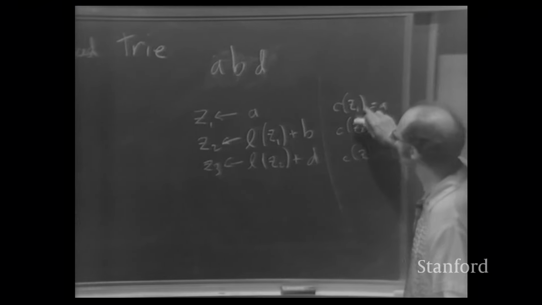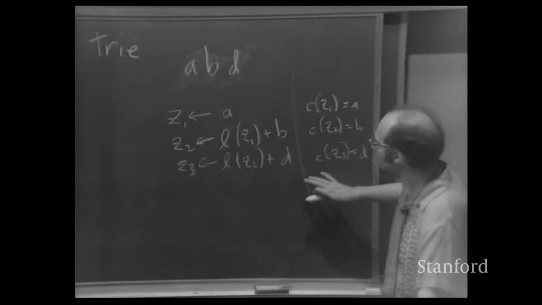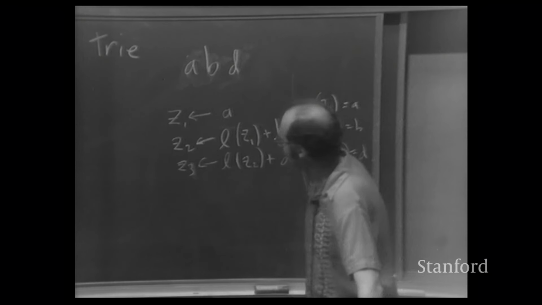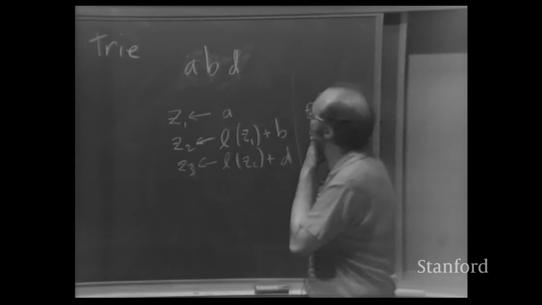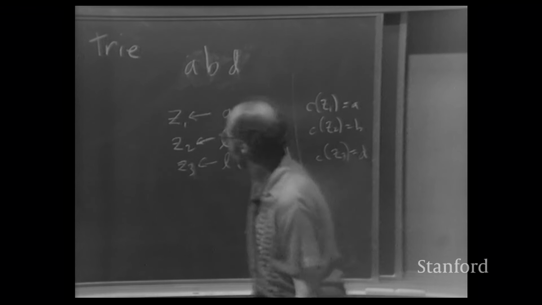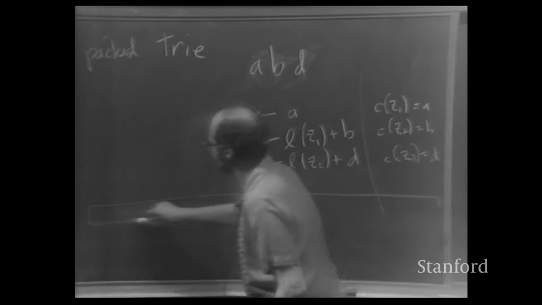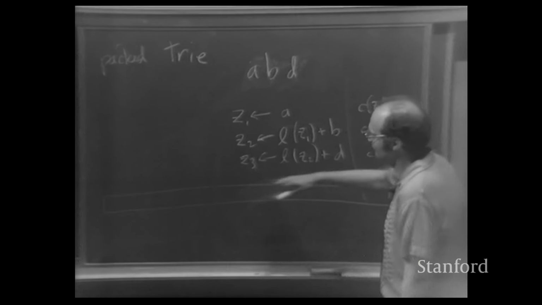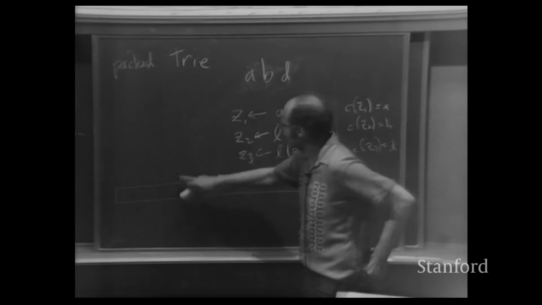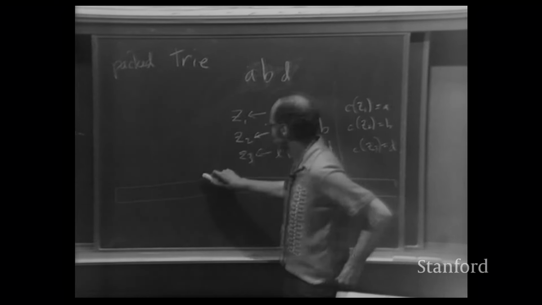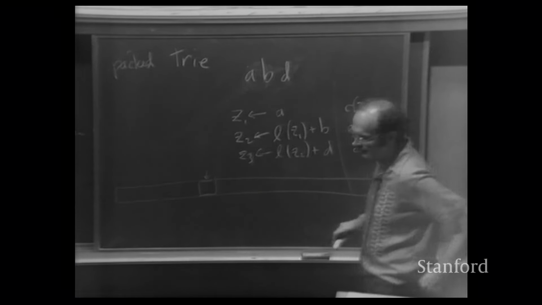If any of these conditions fails, then there's no pattern in the dictionary. But if all three of these conditions are true, then Z3 is a number identifying the pattern ABD. So the trie is constructed in this fashion, and basically it's like this. At the beginning, you think of this as some long, say, 5,000 word array. And we start out and we look in position 97 of the array, and we put that number in Z1.